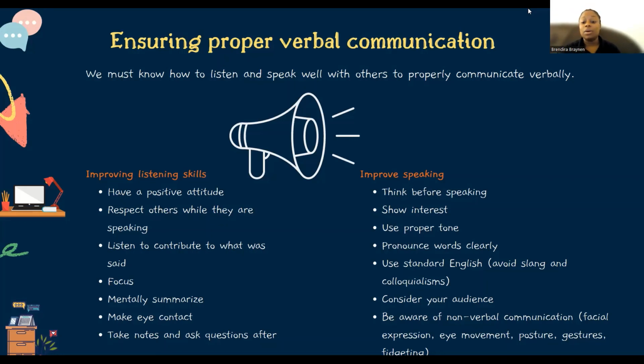You want to consider your audience. You want to be aware of non-verbal communication, which are things like facial expressions, eye movements, posture, the way your body is fixed, gestures, things like that. Speaking with your hands, you want to be aware of those. And fidgeting, playing with something on your hand, playing with a pen. Normally, if you're fidgeting, you're not listening. And if you're speaking to someone and fidgeting, that means you're not making good eye contact and you're not showing them that they are the center of your attention.